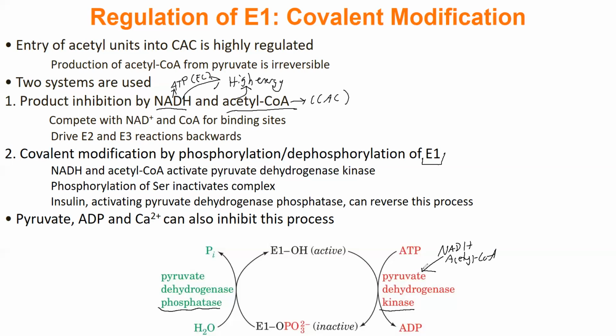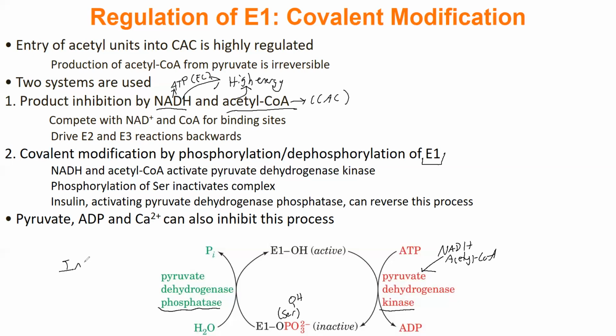Once that's turned on, ATP will be used to add the phosphate to a serine residue. Remember, serine has the side chain OH, so serine's often an amino acid that will get phosphorylated. Once phosphorylated, E1 is shut off, and you can't run PDH.